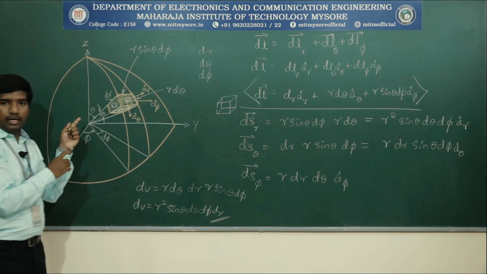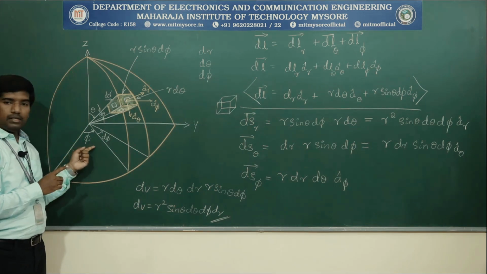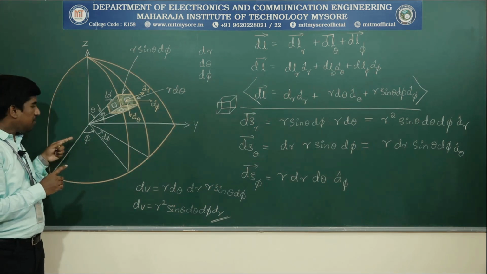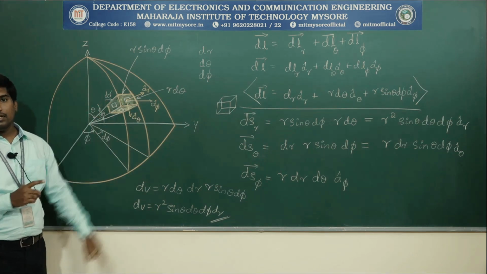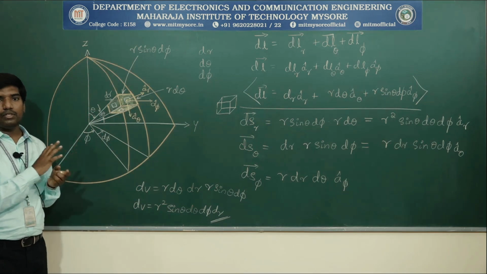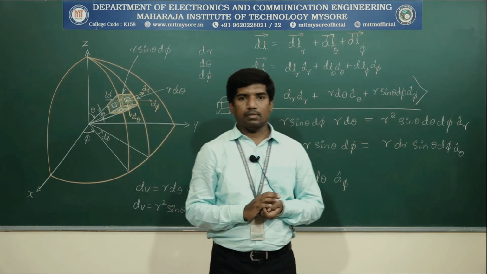So what do you mean by theta? Zenith angle with respect to the z axis. Phi means azimuth angle with respect to the x axis, where r is the radial distance of the sphere. These are the three components which are required in order to represent a spherical coordinate system. Okay.